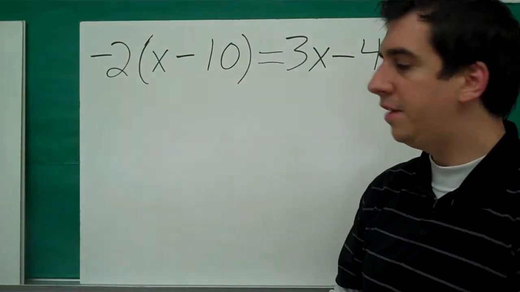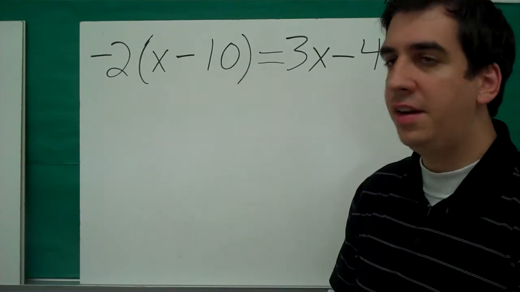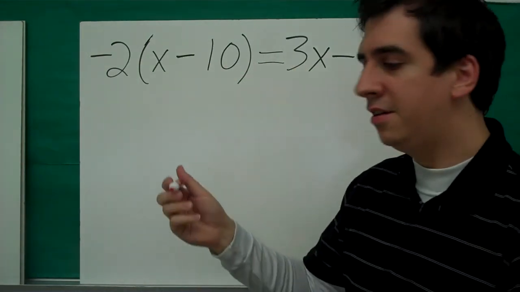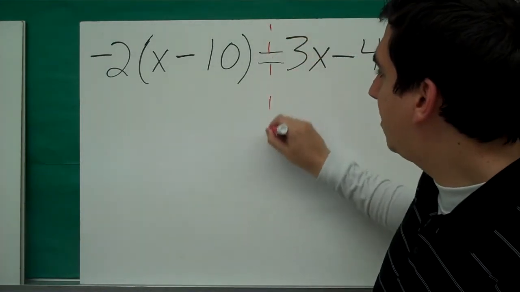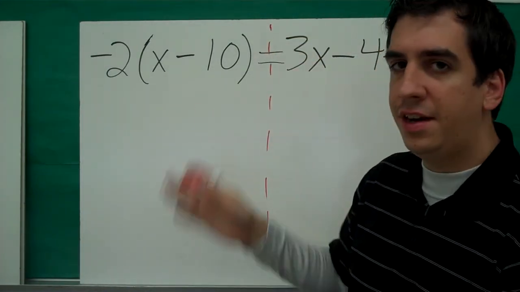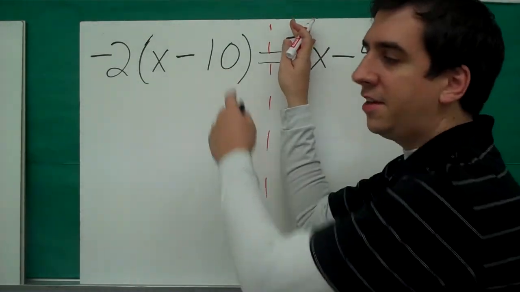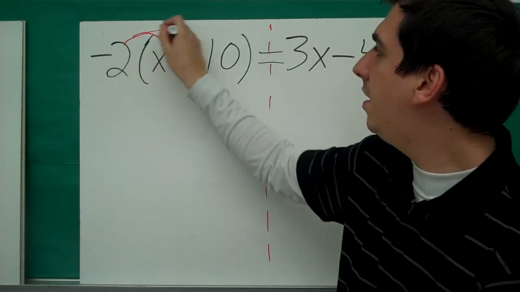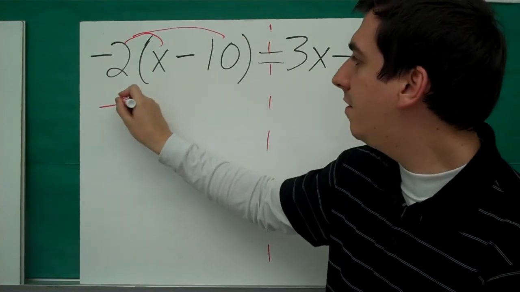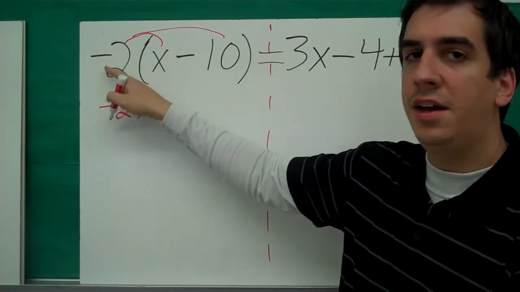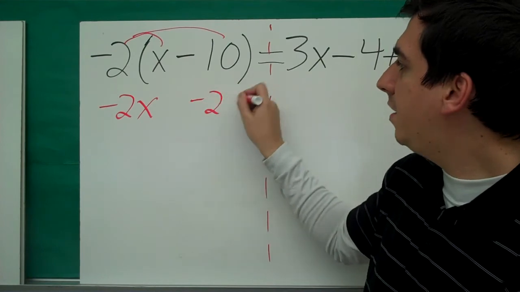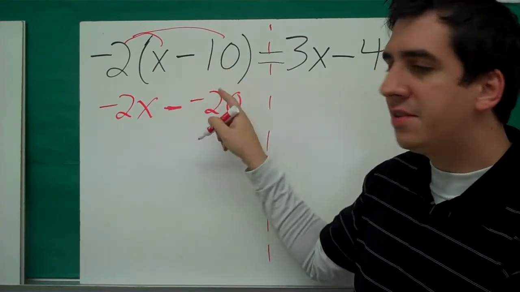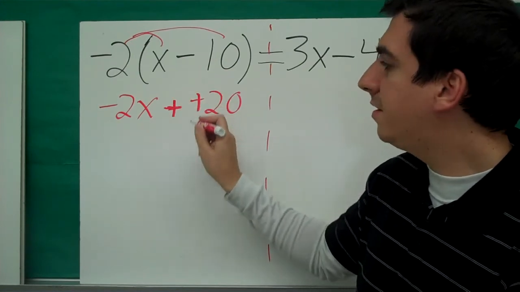So here we have -2 times the quantity x minus 10 equals 3x minus 4 plus x. Let's keep this simple as we can. Line down the middle, simplify my left side. I see the parentheses, I see multiplying, so I need to distribute that. So I'm going to have -2x. -2 times 10 is -20. Minus sign drops down there. And remember, minus negative means plus a positive.